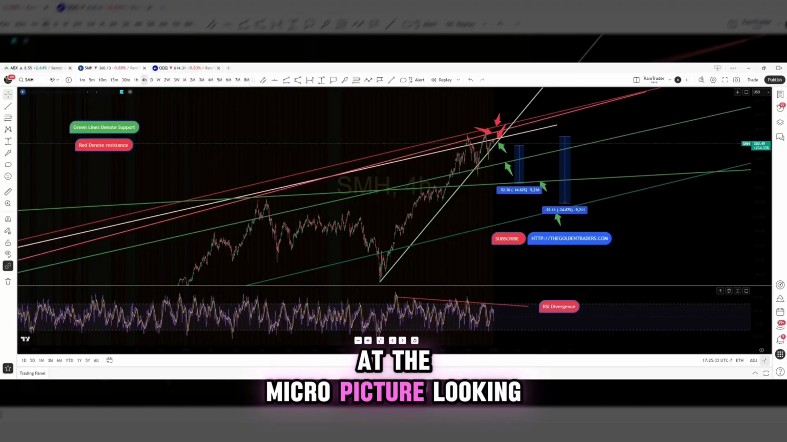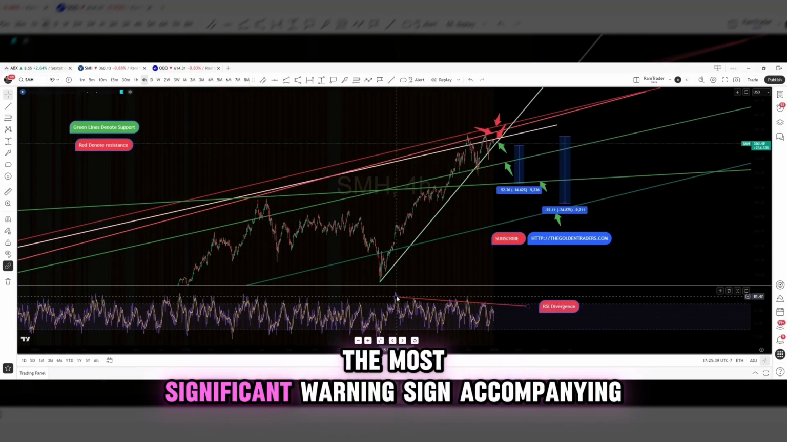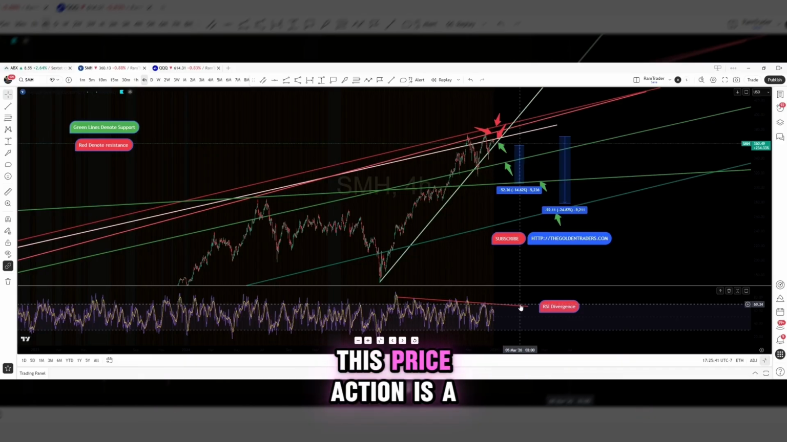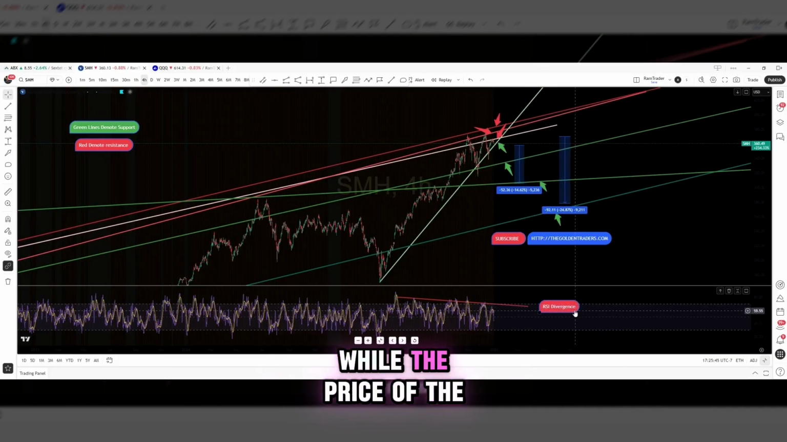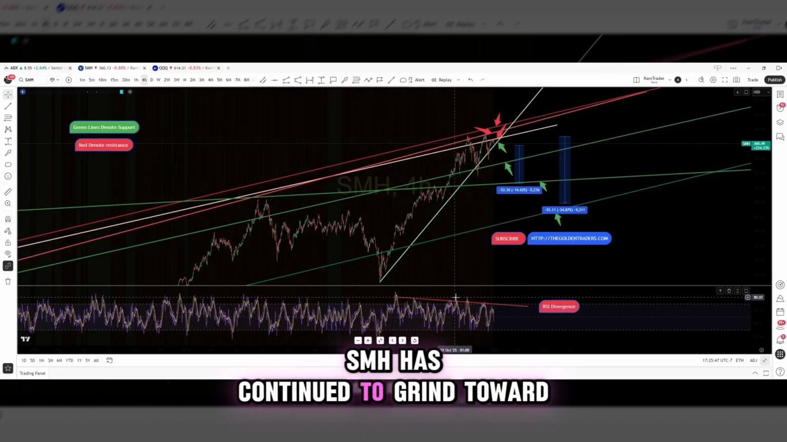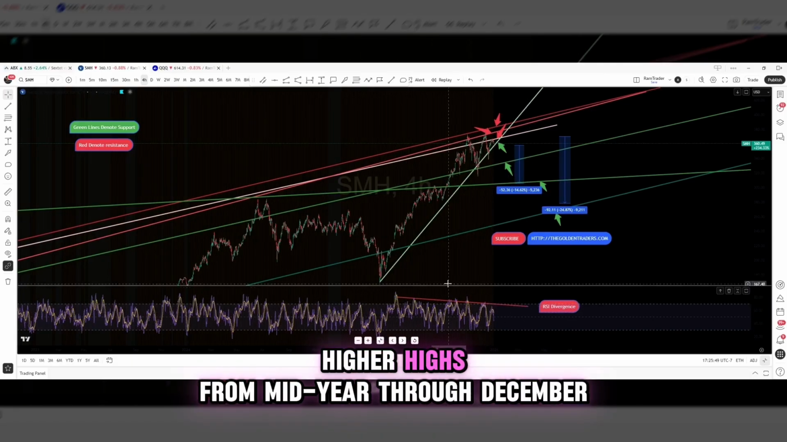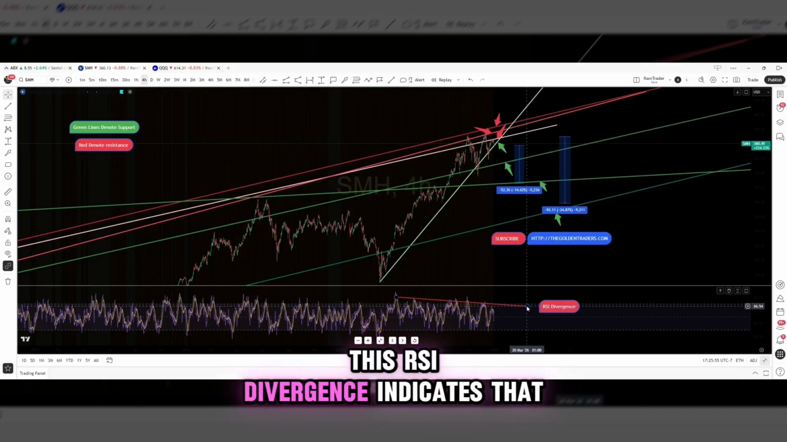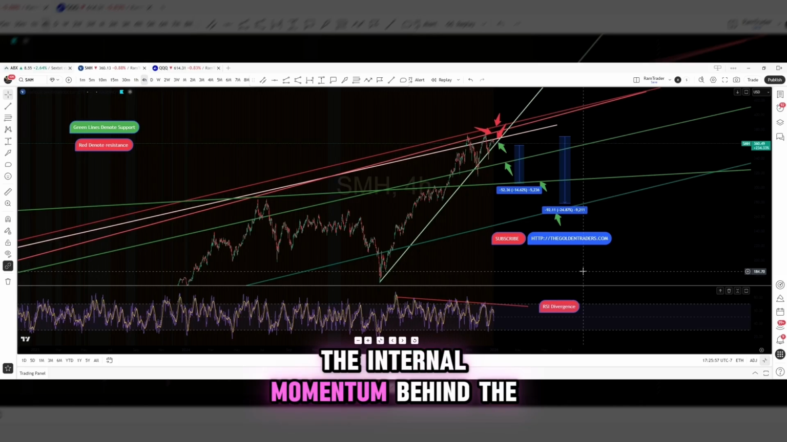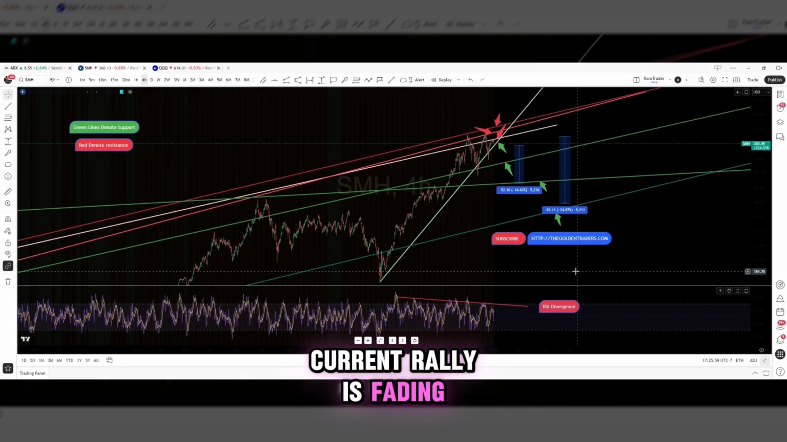Now let's look a bit at the micro picture, looking at the 4 hours chart. Based on momentum assessment, the most significant warning sign accompanying this price action is a prominent bearish RSI divergence. While the price of the SMH has continued to grind toward higher highs from mid-year through December, RSI has been showing lower highs. This RSI divergence indicates that the internal momentum behind the current rally is fading.